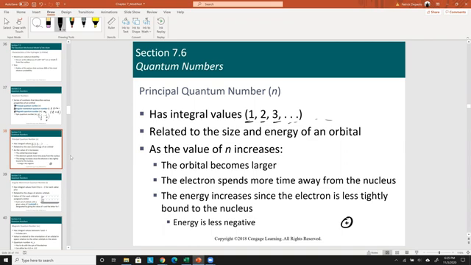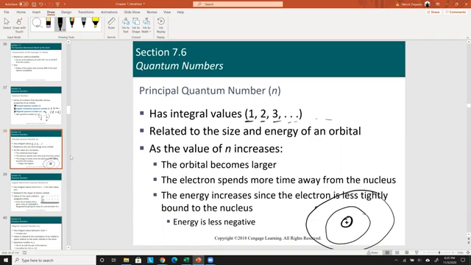So let's draw a nucleus. The nucleus is positively charged, as we know. And let's draw 2 energy levels. Electron number 1, electron number 2. Let's say the charge in this nucleus is +2, right? So it's neutral.